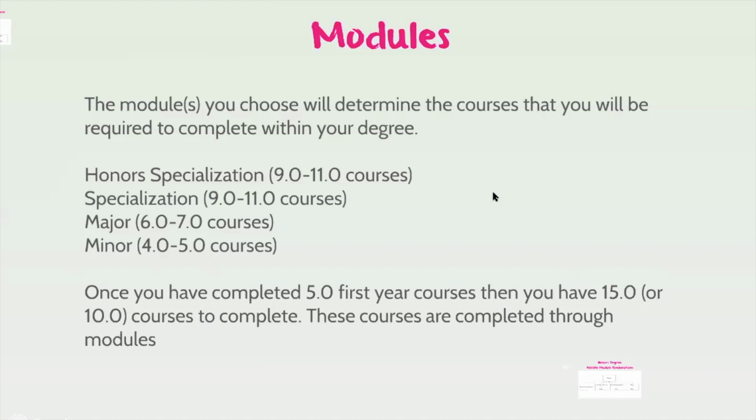Now there's also the option to do a major, so that could be anywhere from 6 to 7 courses depending on the major module, and a minor. So minor could be 4 to 5 courses, again, depending on the subject. So once you have completed your 5 first-year courses, so 5 1,000 level courses, you then have 15 credits if you're doing a 4-year degree, or 10 credits if you're doing a 3-year degree, in order to complete the rest of your degree requirements, and those courses are comprised of your modules.